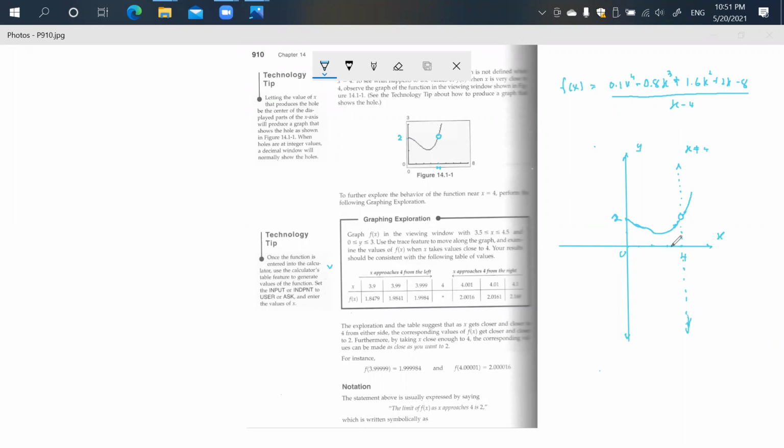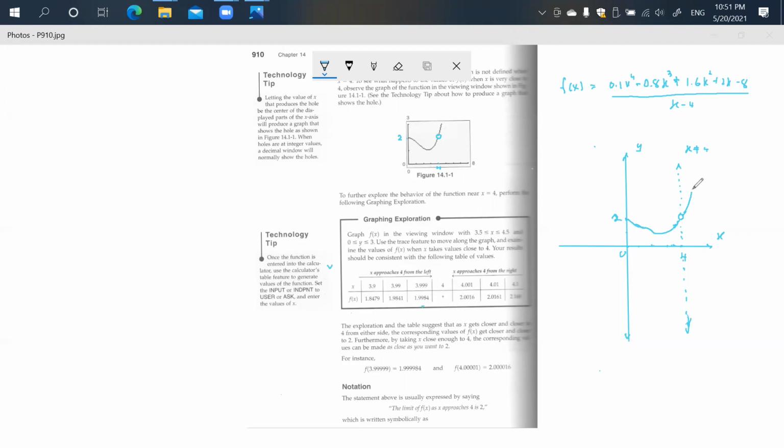And so on, when closer and closer, like 3.99, the value of y is going to be 1.9841. And very, very close, like 3.999 from the left, approaching 4, when you replace x in there, you get y equal to 1.9984.